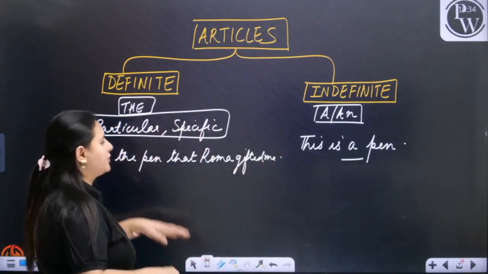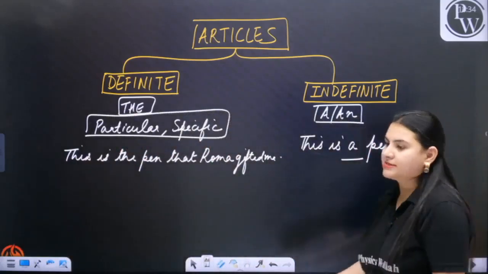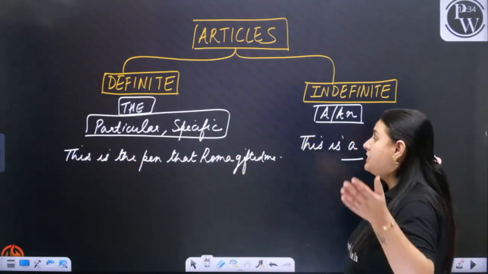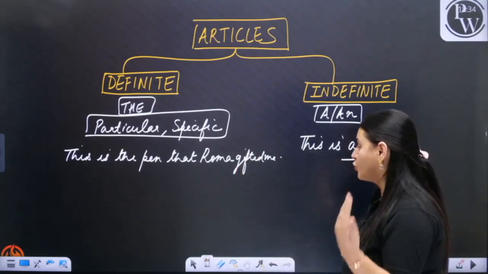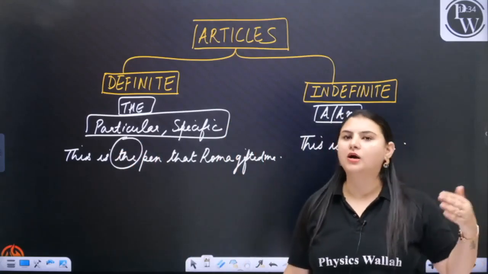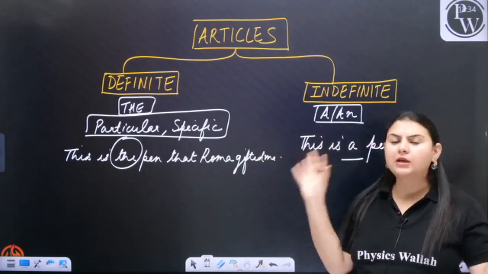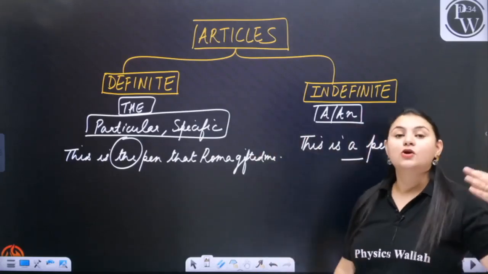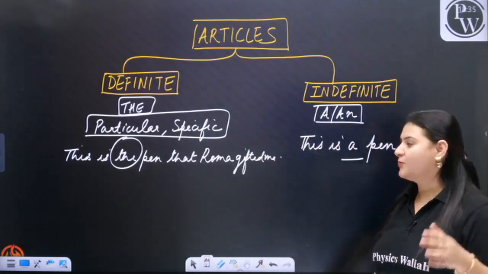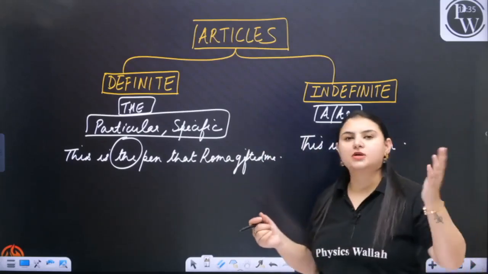Now, let's learn the difference through the example. This is a pen. Here we are saying this is simply a pen. We are talking about a pen. But here we are saying, this is the pen that Roma gifted me. Here we are talking about a particular pen that Roma gifted me. Here we are talking about any pen. It could be any pen, XYZ, any pen could be there. But in this case, we are talking about a particular pen. That is why we used the here. And here, because we can talk about any pen, we used a here.